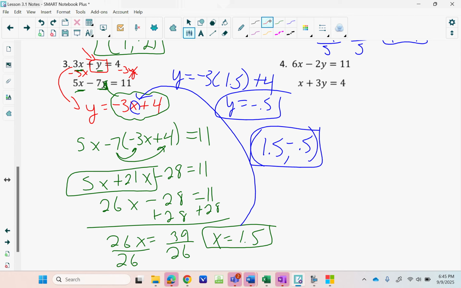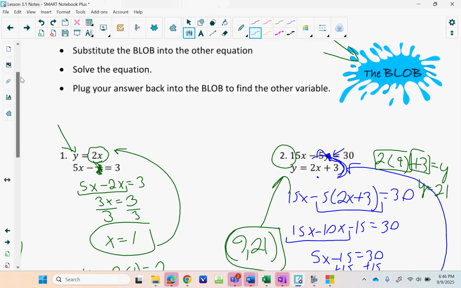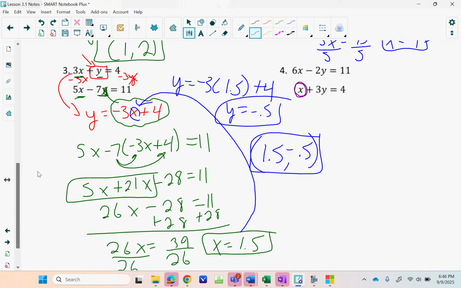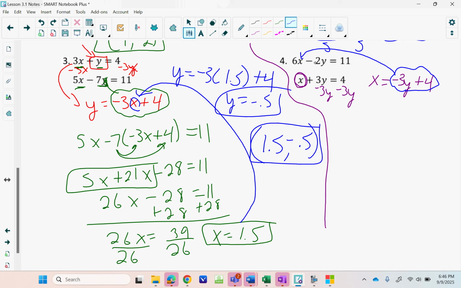Okay, this one right here, do you see how that guy would be easiest to solve for? So I wanted to point out that everything that we've done so far, we've always just happened to solve for y, but it doesn't have to be like that. We can solve for x too. So I'm going to subtract this 3y over, and I get x is equal to negative 3y plus 4. And I'm going to blob that in to my x term. So it looks like that.